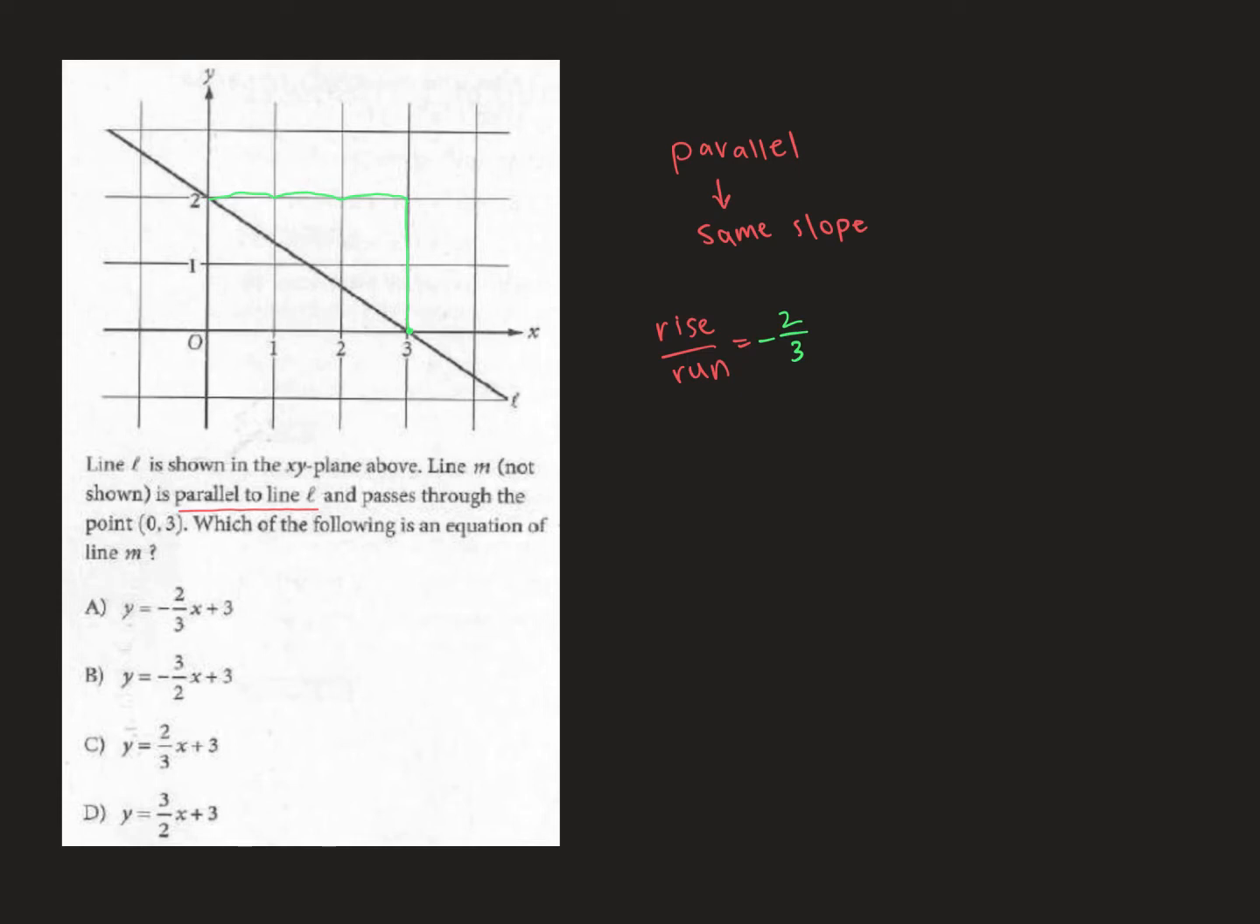So now that we have our slope, we can just look at our answer choices and see which equation has the same slope, and that would be choice A. And hypothetically, our line would look like this, because we know our y-intercept is at 3, so we can make our line M here. So that's problem number 1.